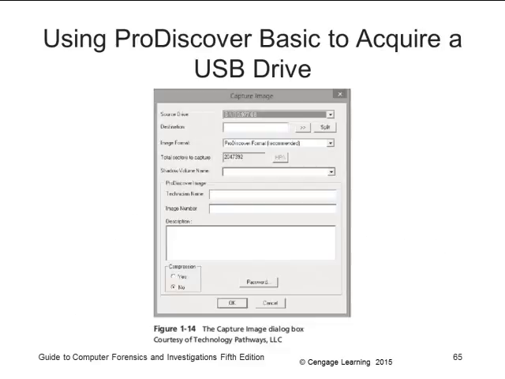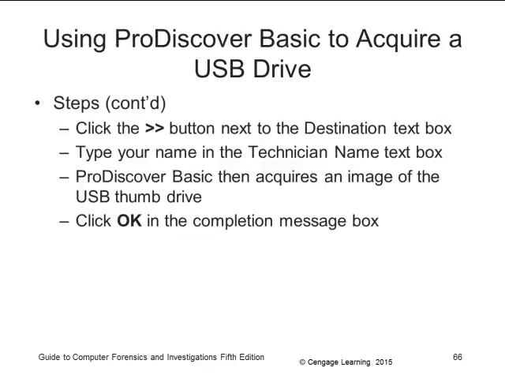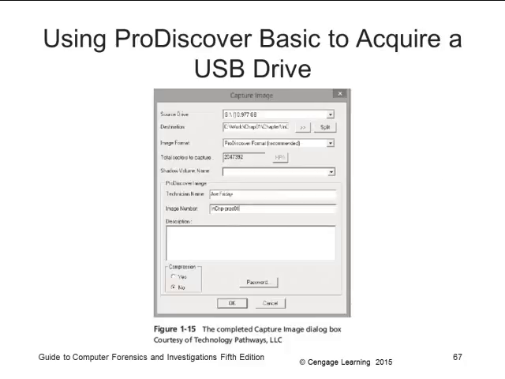Here's some of the screens. Next, you click the double right arrow button next to the destination text box. Type your name in the technician name text box. ProDiscover Basic then acquires an image of the thumb drive. You click OK in the completion text box.